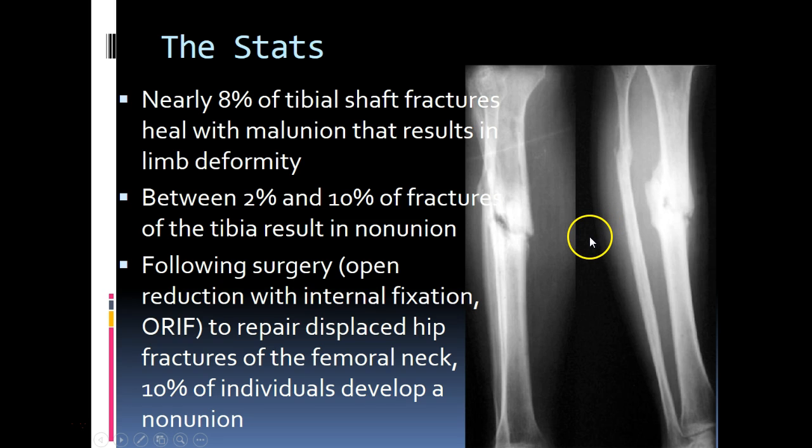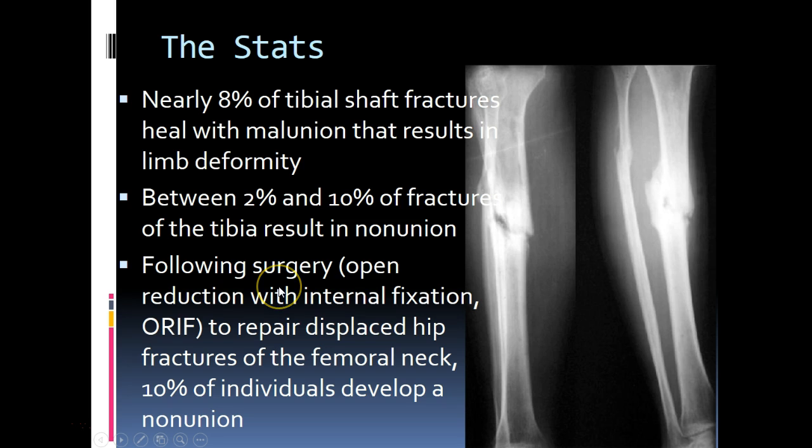The stats. What do we know about fractures? Nearly 8% of tibial stress fractures heal with malunion that results in a limb deformity. In other words, 8% of patients who suffer from a tibial fracture will not heal in the correct position. Well, that's a major issue when this is the major weight-bearing bone for the lower limb, so there's concern there. What we see is that between 2 and 10% of fractures of the tibia result in non-union. So there are some people whose fractures just never heal themselves at all. And again, that's a major issue too for the reason that I just mentioned.